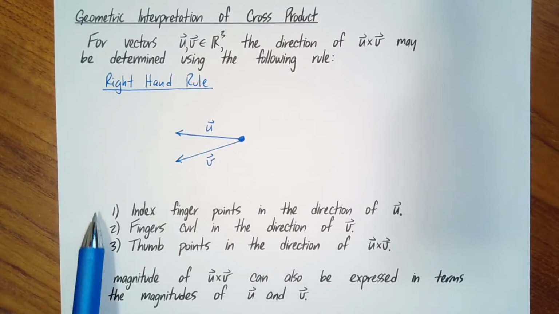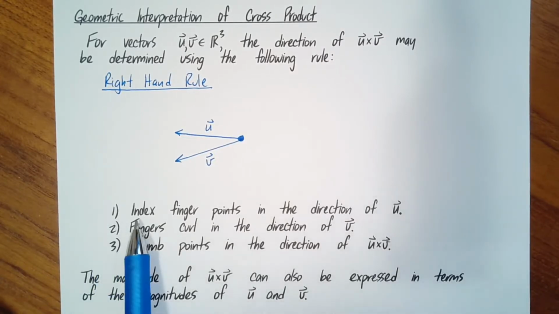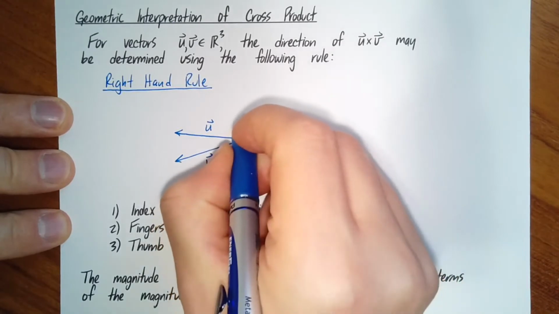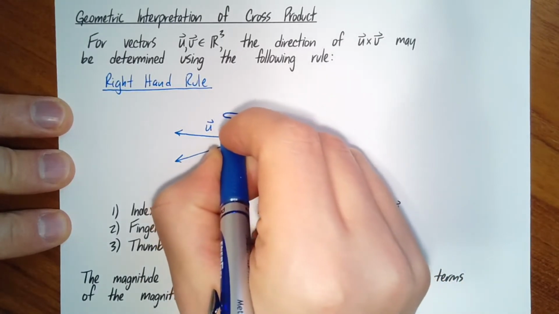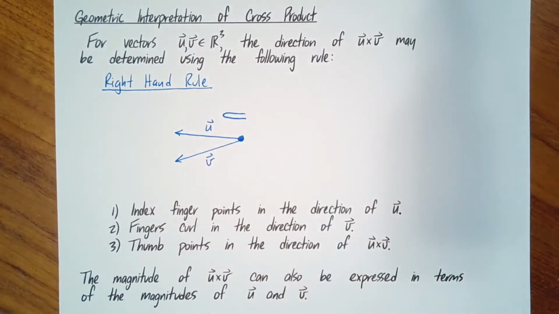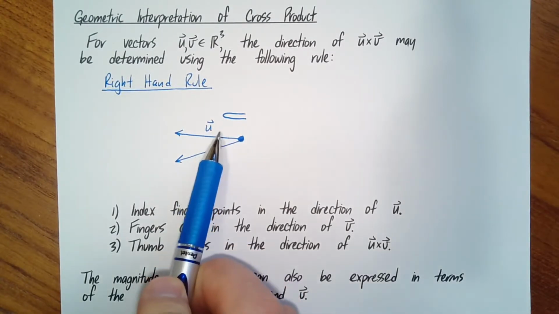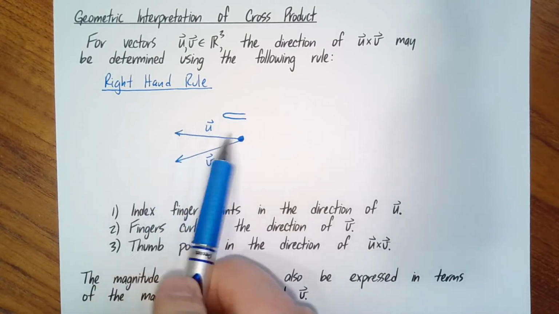So here are the 3 steps. The first step is to point your index finger in the direction of the vector u. So this is a bit of a goofy drawing, but it works. It does the job. So draw an index finger pointing in the direction of u. That's how you should interpret that. It's pointing, this is the tip of your finger, and it's pointing right along the direction of u.